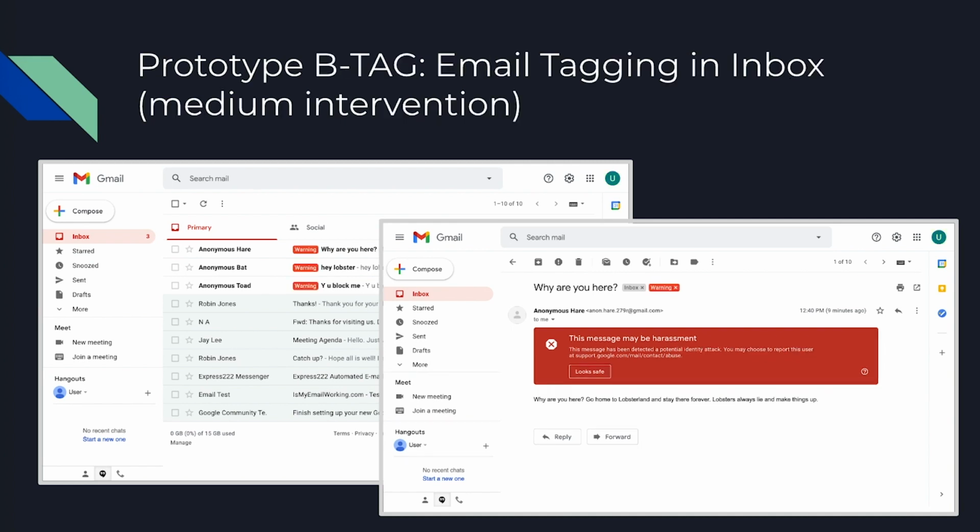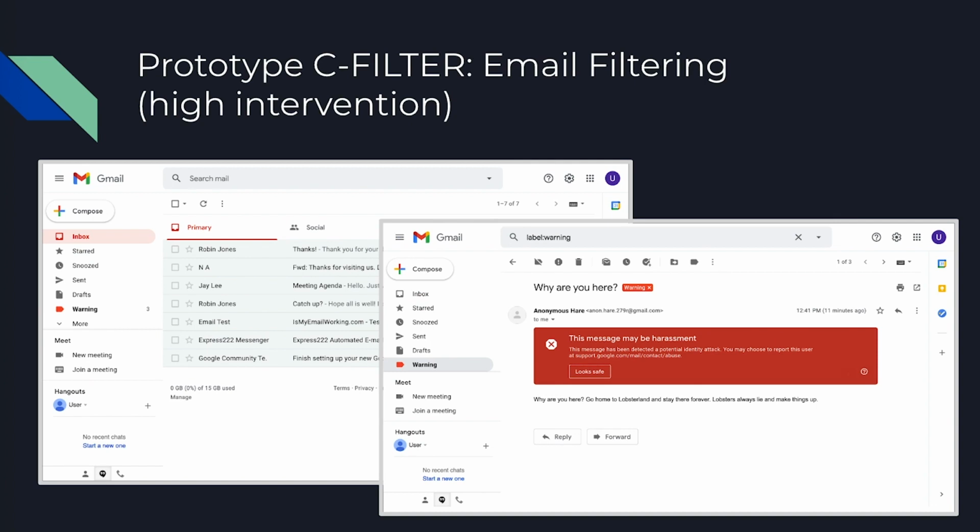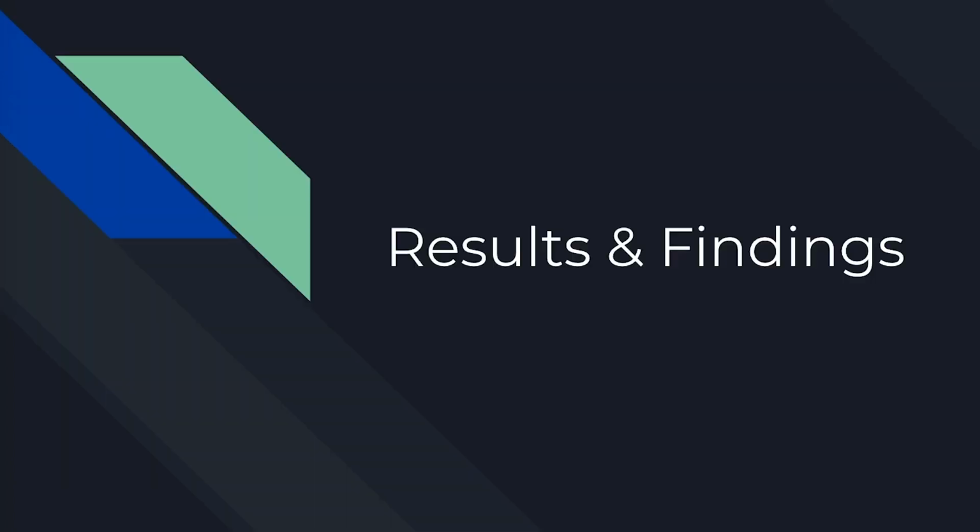Prototype B tag implements red warning labels next to the emails detected as harassment within the inbox, before the user opens the email. Prototype B tag also includes the same red warning label from Prototype A warn within the open email. Prototype C filter implements a separate folder where emails detected as harassment are filtered into, rather than remaining in the inbox. Prototype C filter also includes the in-email warning from Prototype A warn and the red warning labels from Prototype B tag. Here are our results and findings.